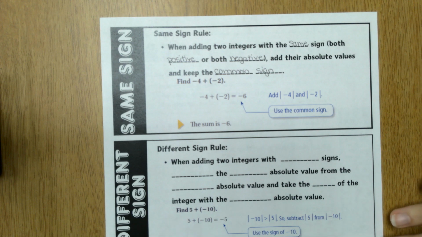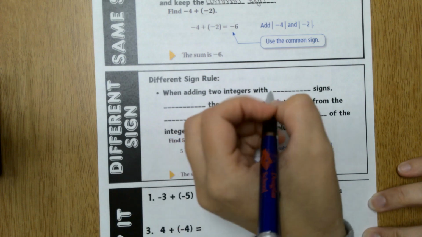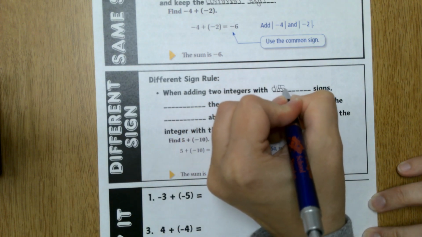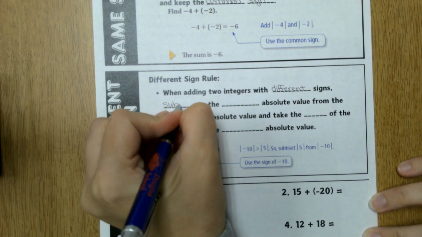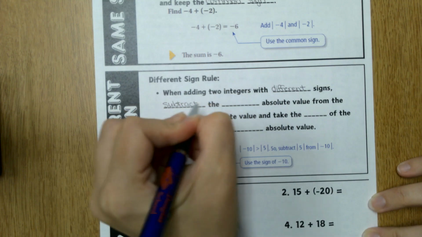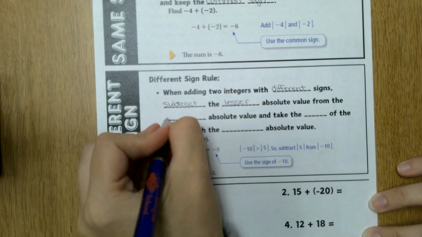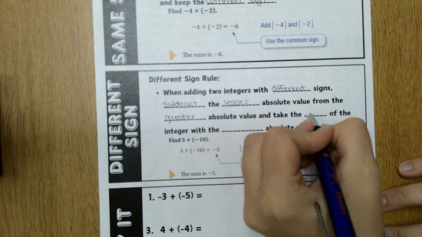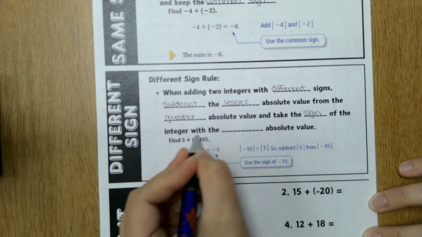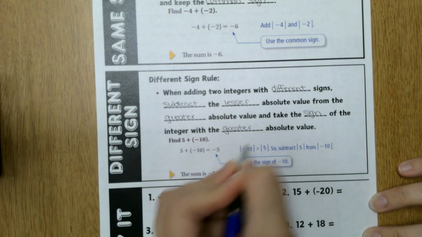Okay. The next one is different signs. So there is a different rule for when the signs are different. When adding two integers with different signs, subtract the lesser, which just means smaller, absolute value from the greater, or the bigger absolute value, and take the sign of the integer with the greater or bigger absolute value.